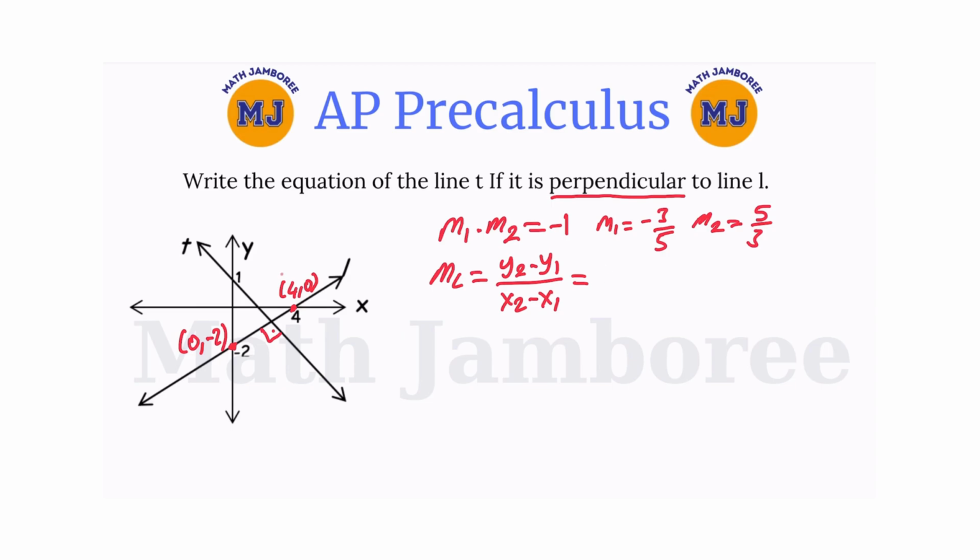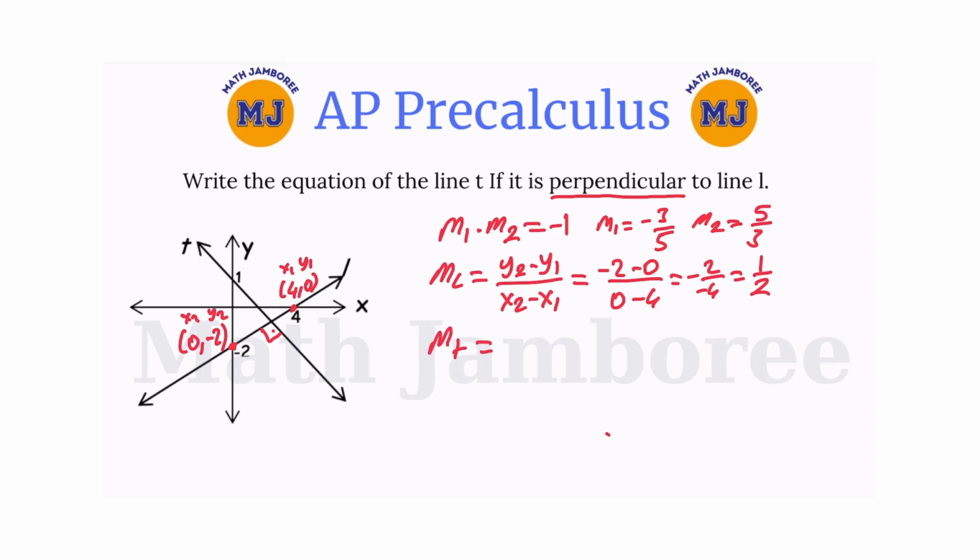Let's call this x1 and y1, x2 and y2. In this case, -2 minus 0 over 0 minus 4. That gives you -2 over -4. And if you simplify it, it's +1/2. So we found the slope of the line L, mL, is 1/2. Then what do you think is the slope of the line T?